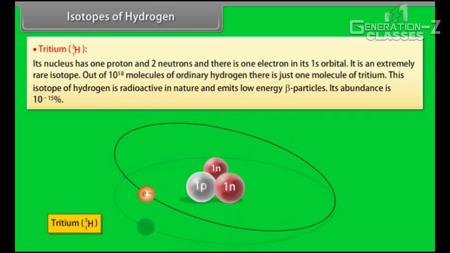Tritium. Its nucleus has 1 proton and 2 neutrons and there is 1 electron in its 1s orbital. It is an extremely rare isotope. Out of 10 to the power 18 molecules of ordinary hydrogen, there is just 1 molecule of tritium. This isotope of hydrogen is radioactive in nature and emits low energy beta particles. Its abundance is 10 raised to the power minus 15%.